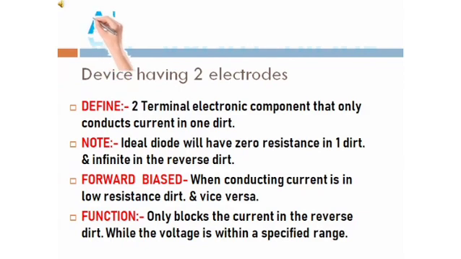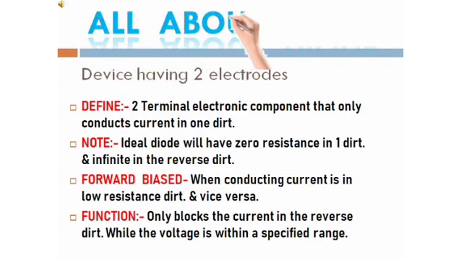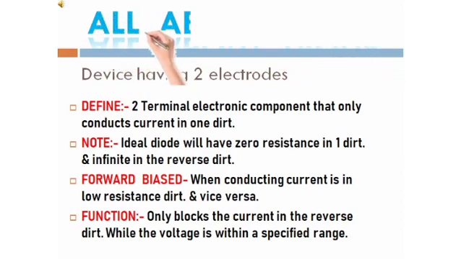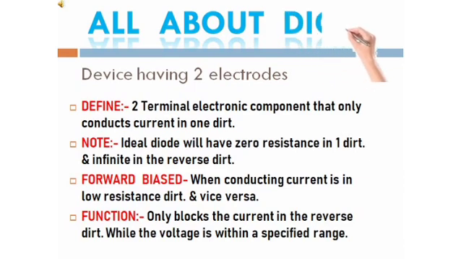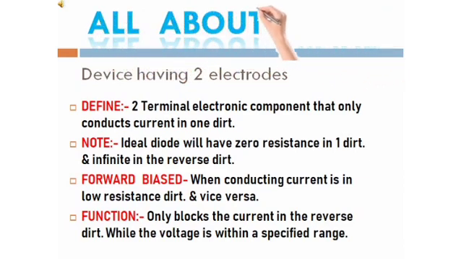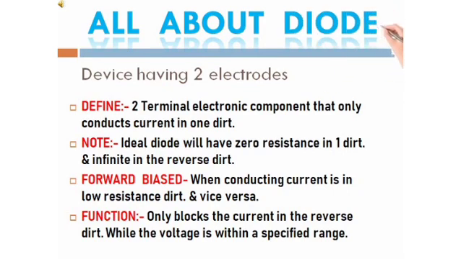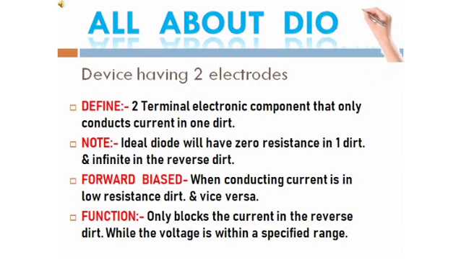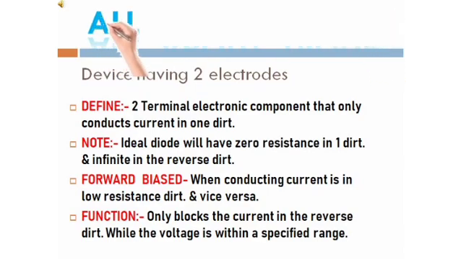This video would be dealing with diodes. Now, as the name suggests, diode is a combination of di plus ode, which means a device having two electrodes. If I'm going to define what a diode is, it is a two-terminal electronic component that only conducts current in one direction. So we can say it's unidirectional.